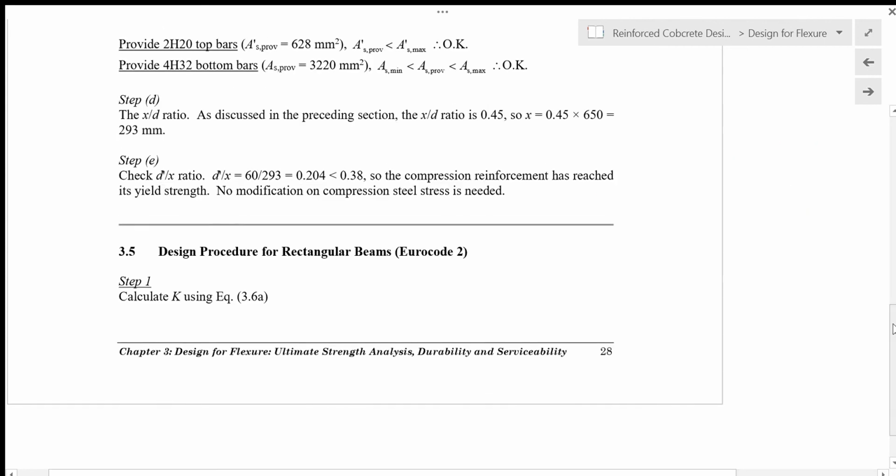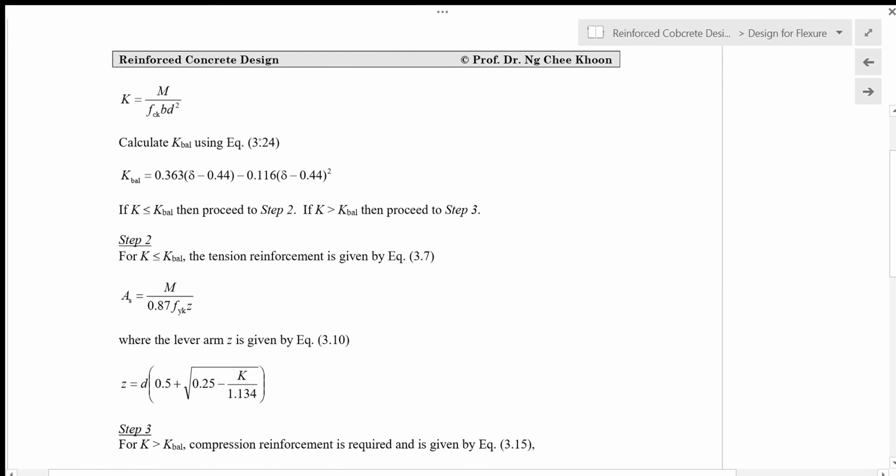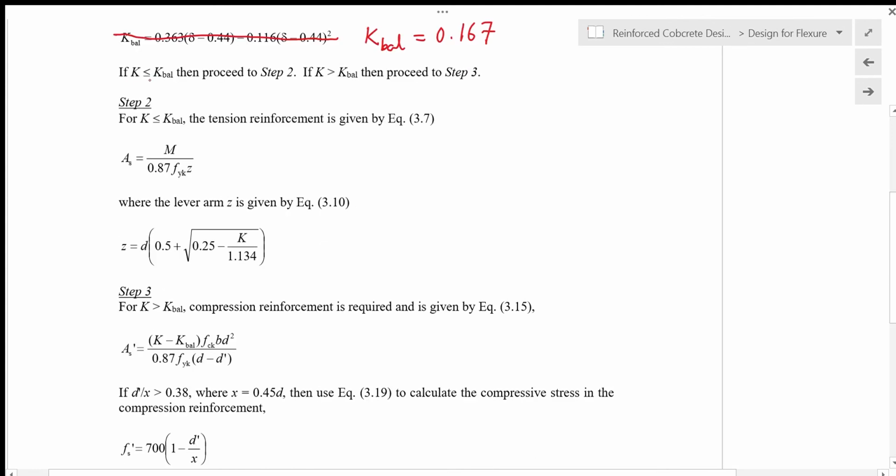Next, we want to look at the design procedure for rectangular beams following the Eurocode 2 design. So the first step is to calculate K using equation 3.6a, which is K equals M over fck b d squared. After that, we calculate K balance. So in this course, we only take K balance as equal to 0.167, and we ignore this equation here. If K is smaller or equal to K balance, then proceed to step 2.